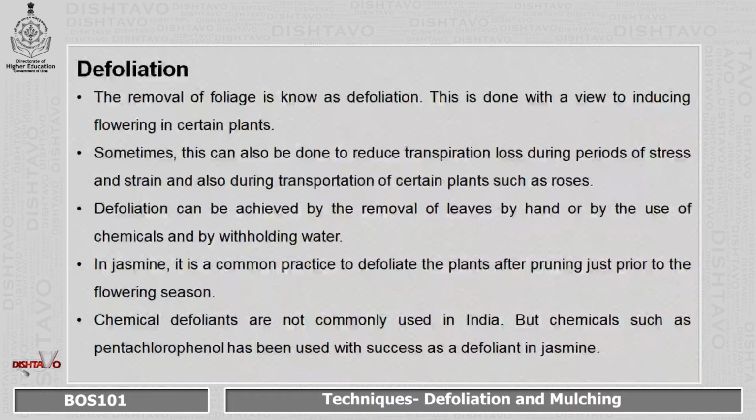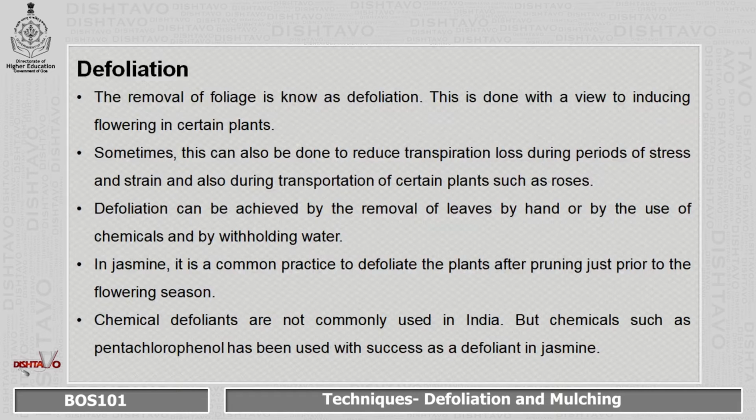Sometimes this can also be done to reduce transpiration loss during periods of stress and strain, and also during transportation of certain plants such as roses. Defoliation can be achieved by the removal of leaves by hand, by the use of chemicals, and by withholding water. In jasmine, it is a common practice to defoliate the plants after pruning just prior to the flowering season.